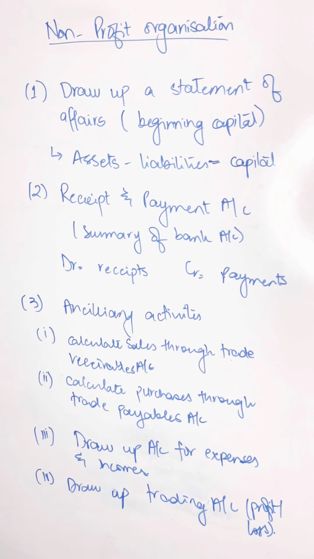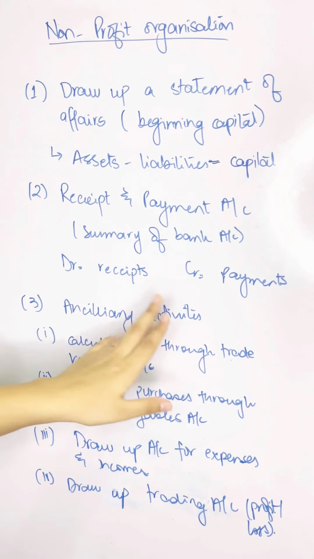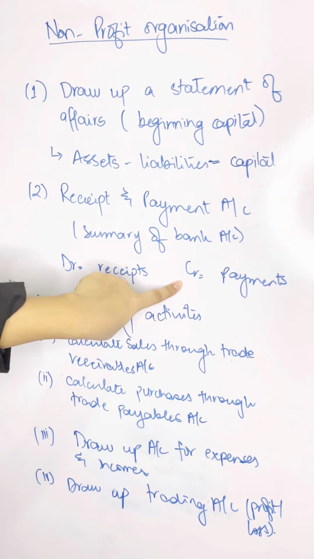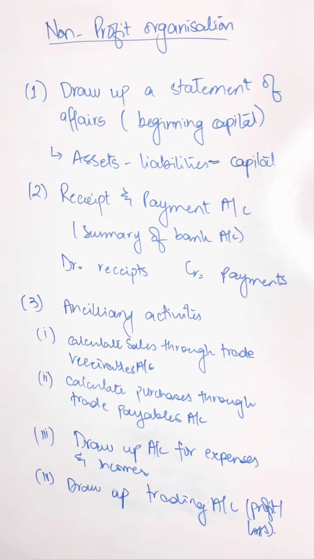The next thing is you're supposed to make a receipt and payment account. Receipt and payment account is basically the summary of the bank account. Bank account has a debit and a credit side. Debit side is basically the receipt side, so what you receive, for instance rent or subscription as income, will be recorded on the debit side, and on the credit side you write all the payments. For instance, electricity, utility bills or other expenses to be paid.